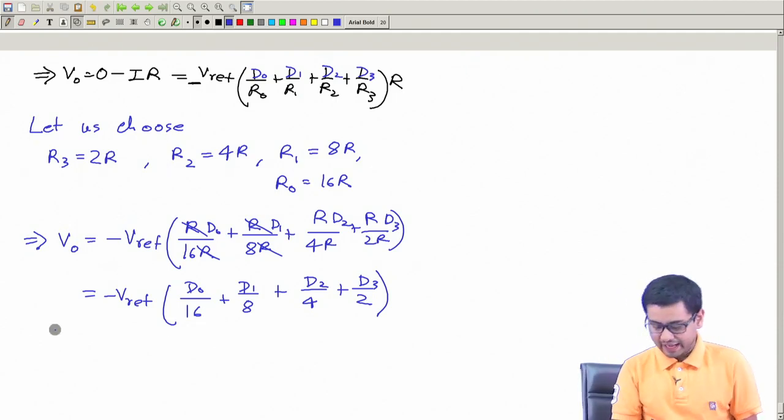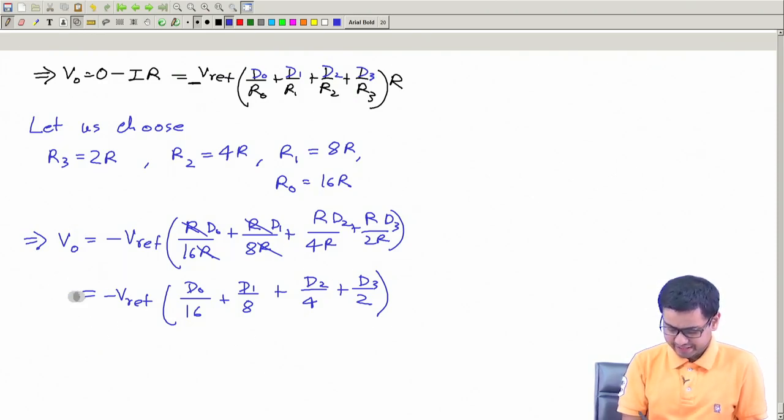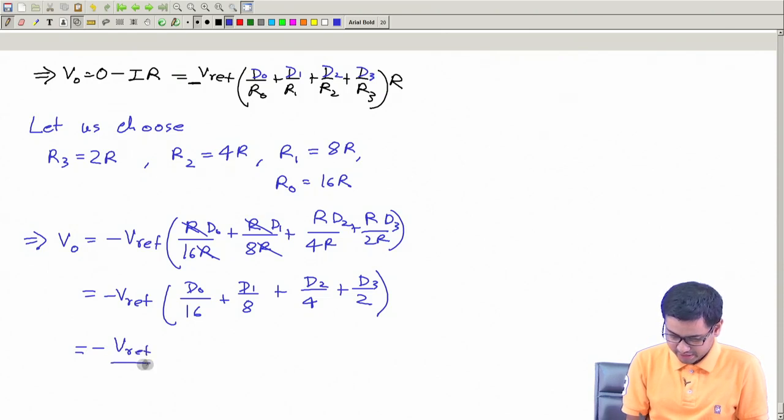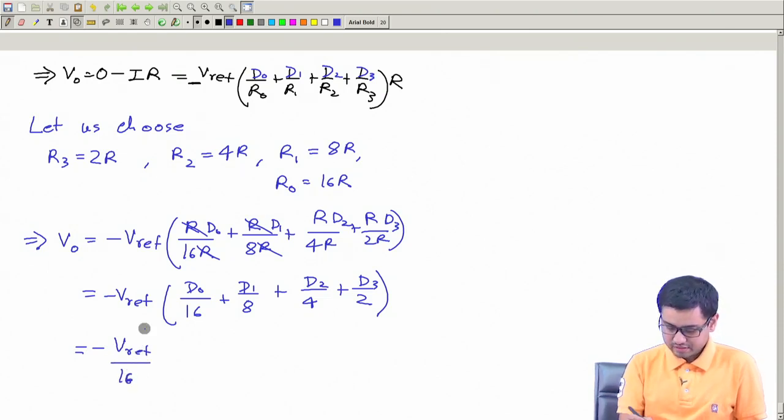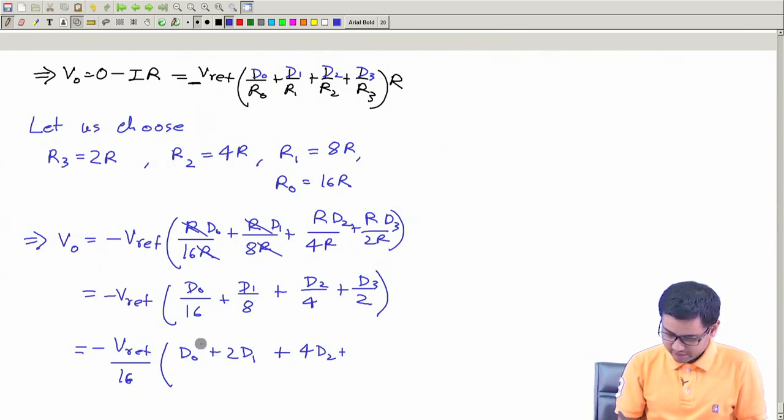Okay. So, now you see that this is actually a DAC, right, because, let me write it this way, minus Vref by 16, and then this is equal to D0 plus 2 D1 plus 4 D2 plus 8 D3.